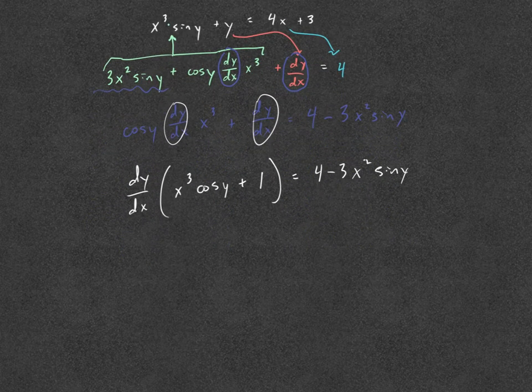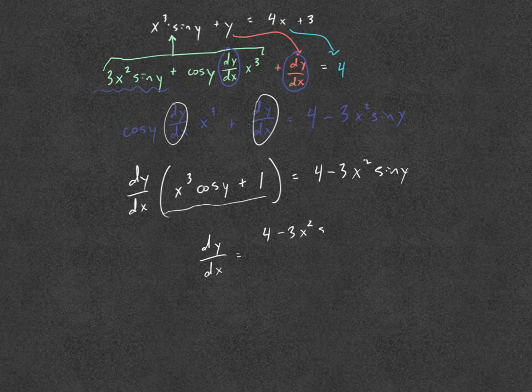Last step, we divide. I'm not going to write it out, but we're going to divide by that parentheses, that factor on both sides. So my derivative, dy over dx, is equal to, the numerator is the 4 minus 3x squared sine y, and the denominator is x cubed cosine y plus 1. Okay, so again, fairly complicated, but that's how we do it.